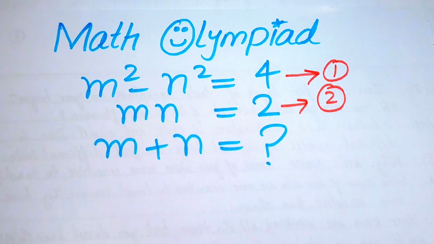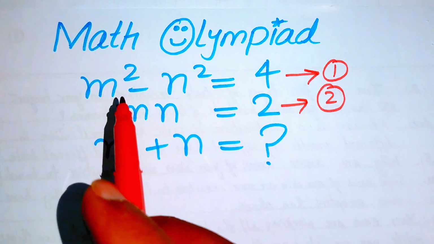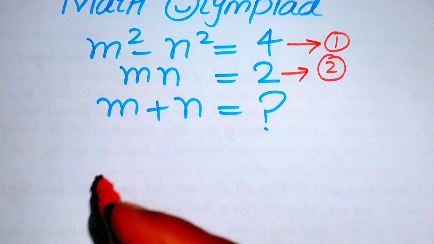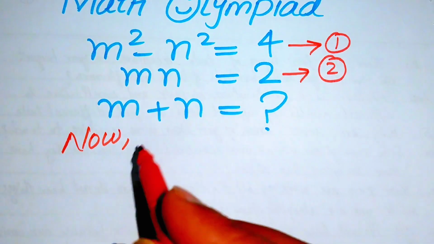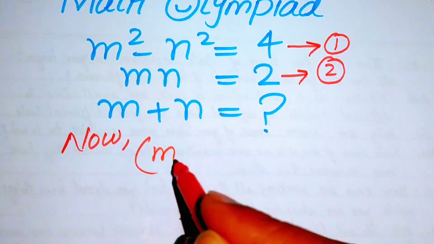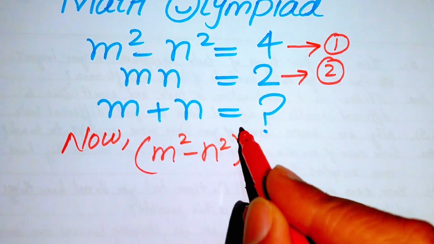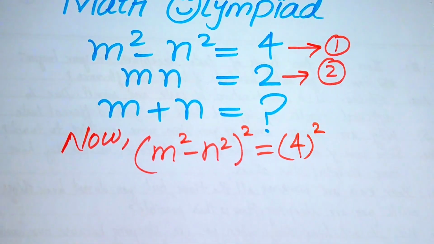We use these two equations and we find the value of m plus n. So now first we take the square of equation number 1 on both of the sides, so that when we take square on this equation on both of the sides, then you get here m square minus n square, and its whole square equals 4 square.